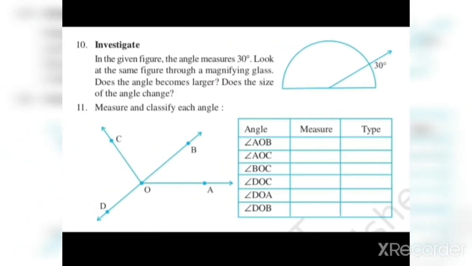Question 10. Investigate. In the given figure, the angle measures 30 degree. Look at the same figure through a magnifying glass. Does the angle become larger? Yes, angle will look larger. Does the size of the angle change? No. The view through a magnifying glass will not change the angle measure.